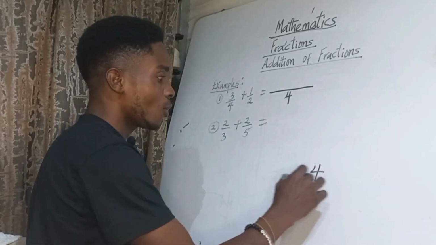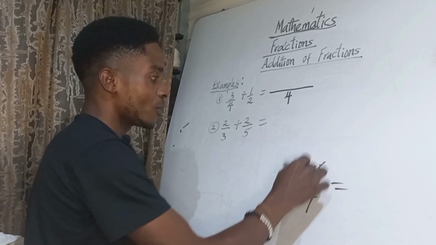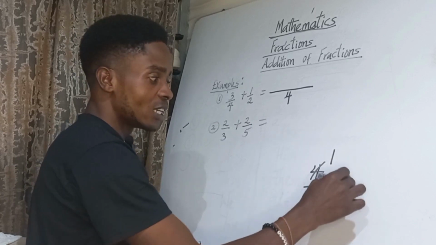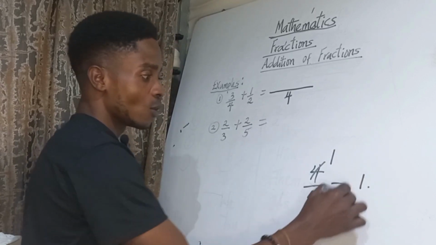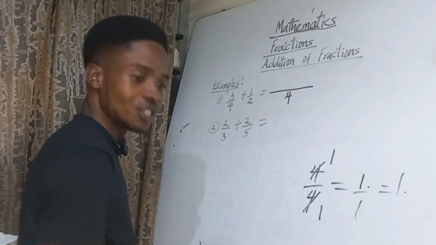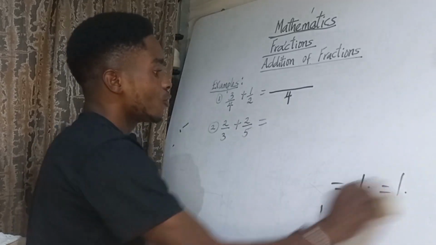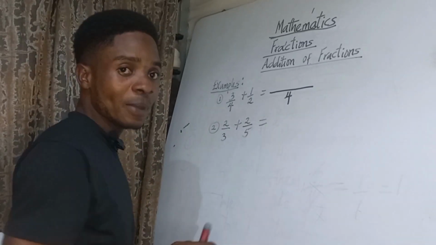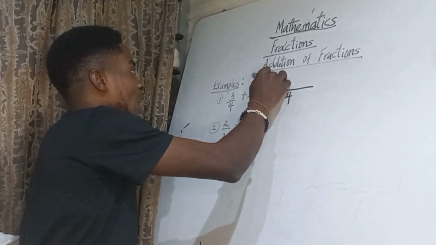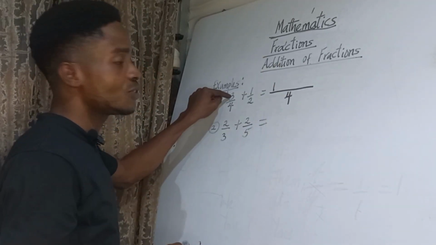Something like this, 4 over 4. You have 4 here, 1, 4 here, 1. And one side is 1. Do you understand? 1 over 1. The answer is still 1. Do you get it now? So 4 will divide 4. How many times? 1. You put your 1 outside. Do you understand?